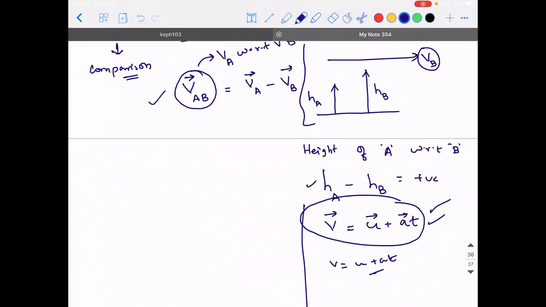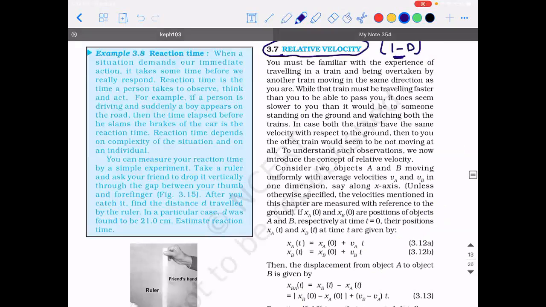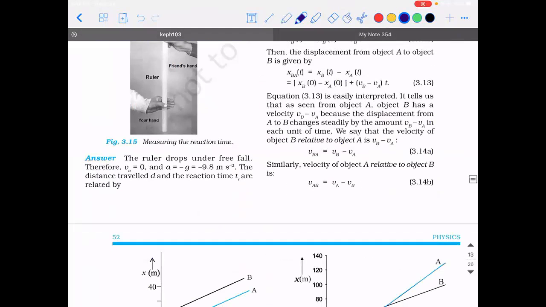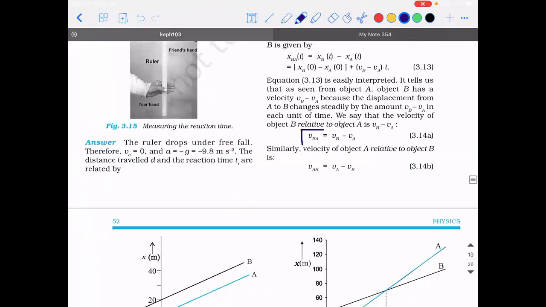Velocity of A with respect to B is velocity of A vector minus velocity of B vector. There is nothing else outside this. This is what we call relative velocity. Generally, this formula is used for 1 dimension and 2 dimensions as well. The only thing is you need to be careful with the sign convention. So velocity of B with respect to A is velocity of B minus velocity of A. Similarly, velocity of A with respect to B is velocity of A minus velocity of B.